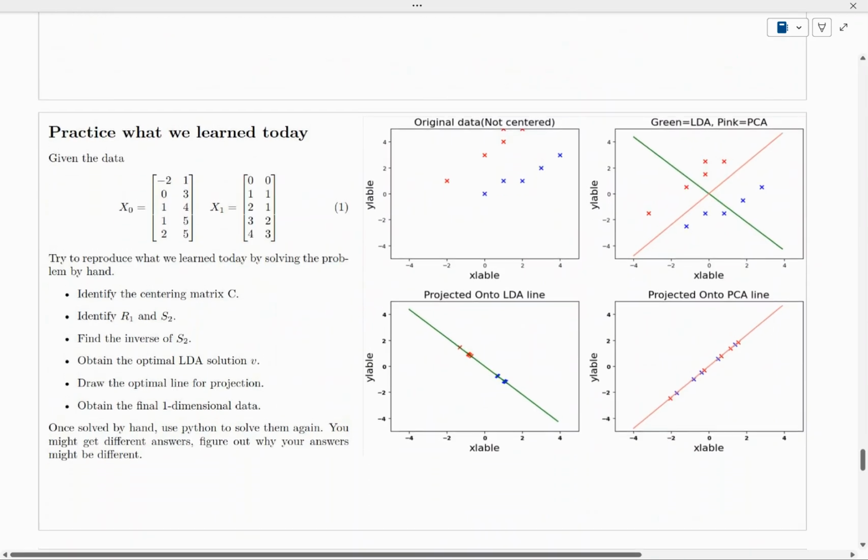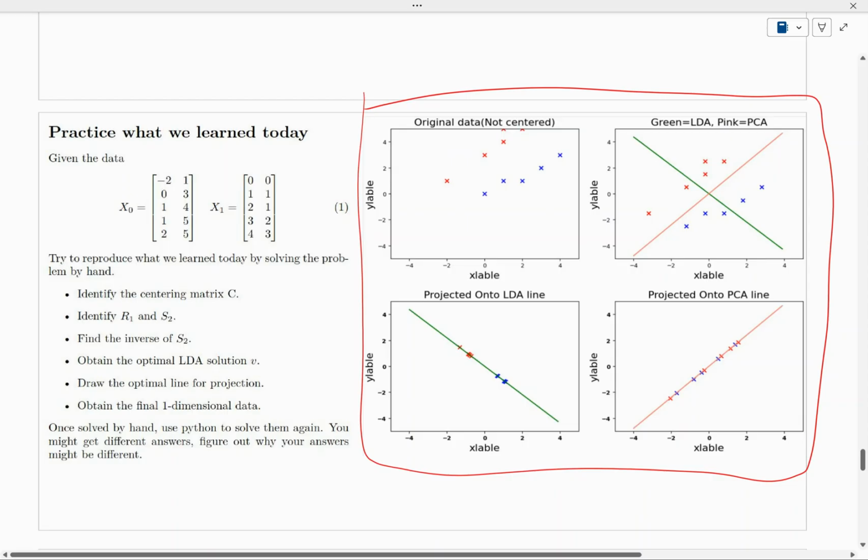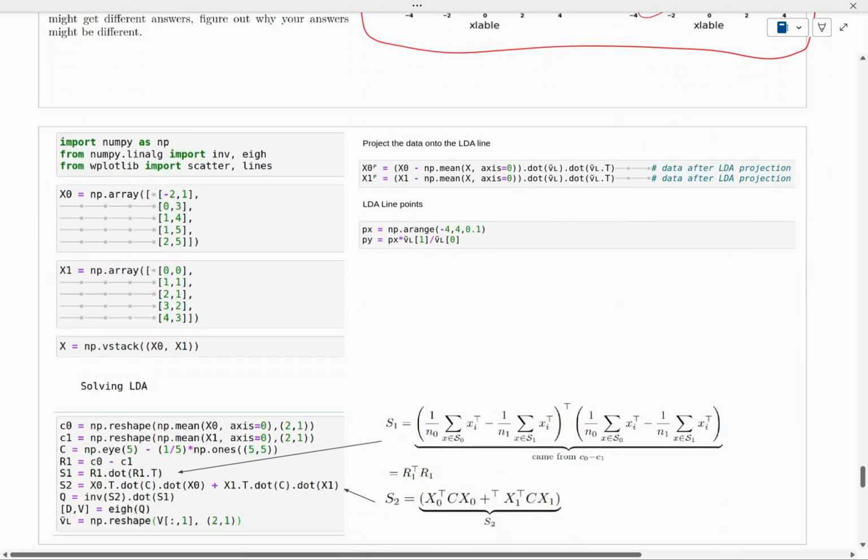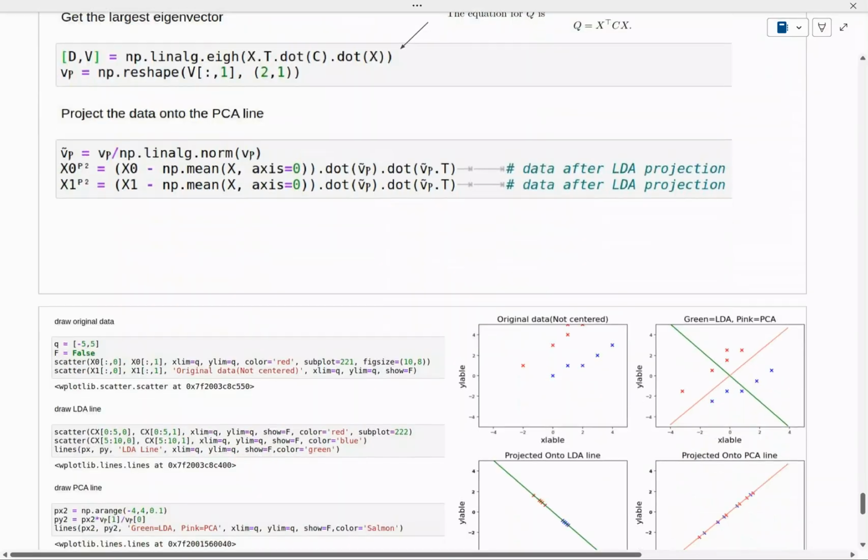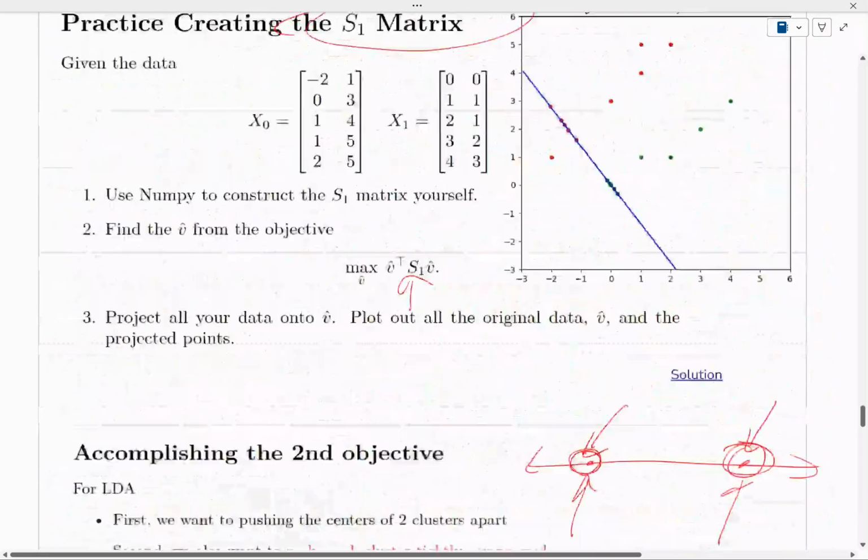So for you to practice, these are the two clusters. What I want you to do is essentially perform PCA and LDA. This is the result from LDA. This is the result for PCA. So I want you to follow the instructions and reproduce these plots. Okay, you can see how you're able to keep them separated, whereas PCA mixed all the data together. I have the solutions here. You want to make sure you look through them. And that's it. I will see you in the next lecture.